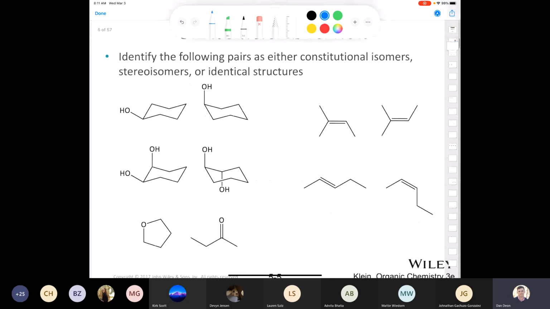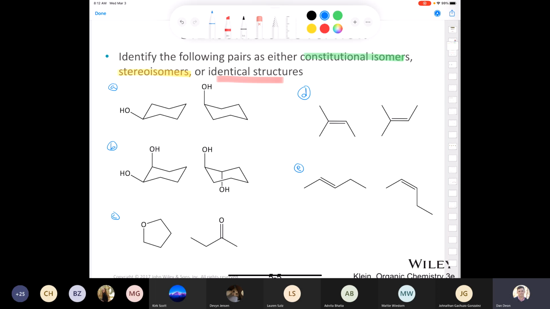Okay. Well, with that in mind, let's see if we can identify some pairs as being constitutional isomers. So there's three options here. They can either be constitutional isomers, they can be stereoisomers, or they can be identical structures. Okay, so identical, stereoisomers, or constitutional isomers. Let's label the first one. We'll call these A, B, C, D, and E. We'll do it like that.